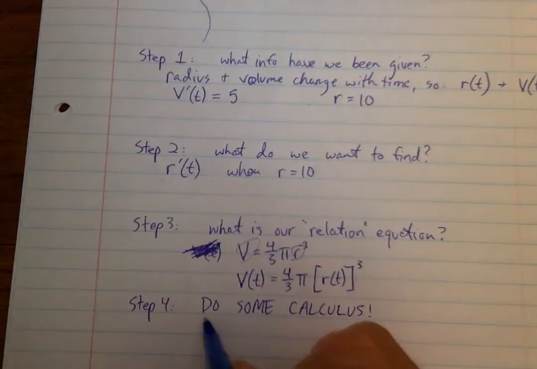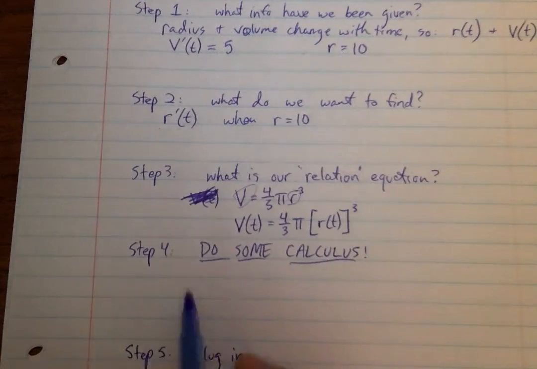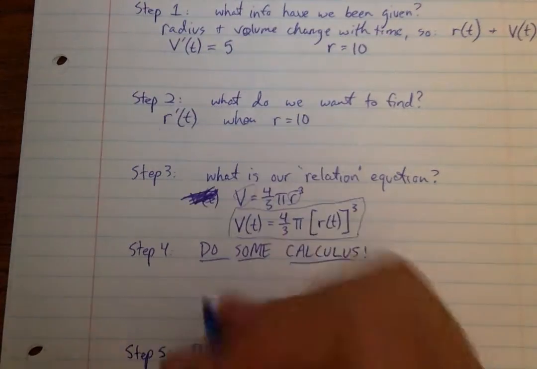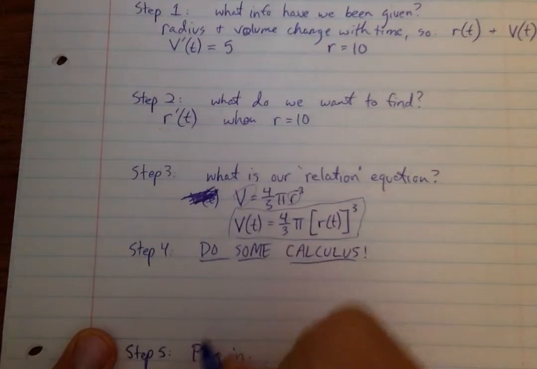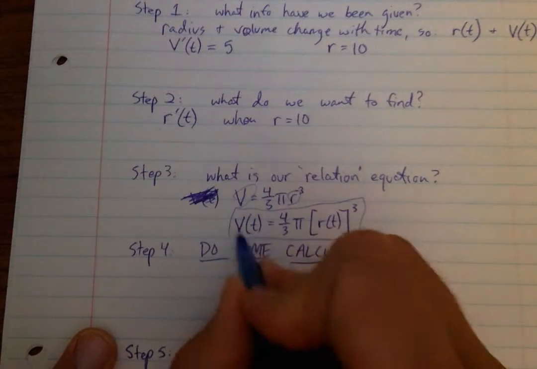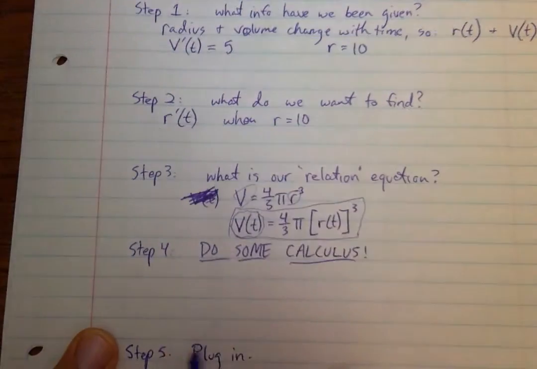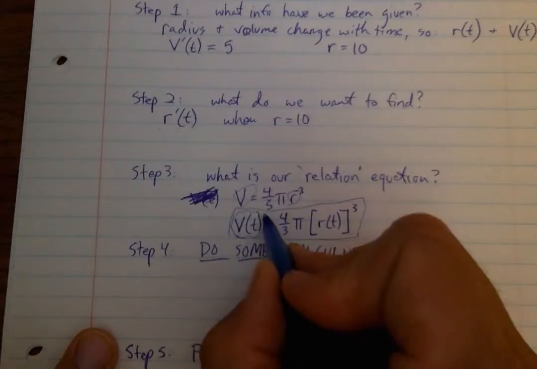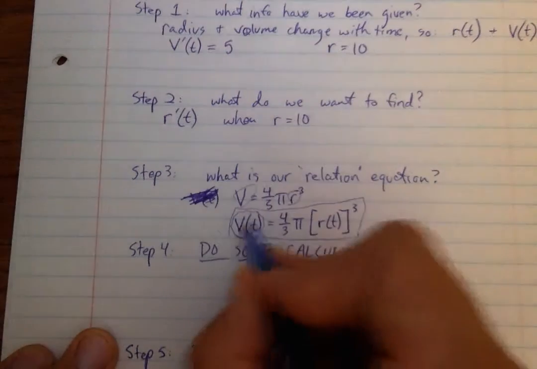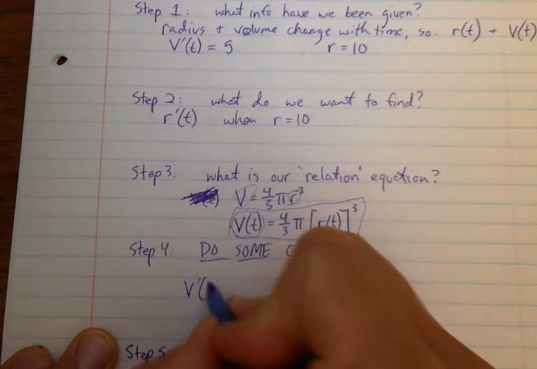All right, step 4, do some calculus. Okay, what do you think we're going to do with this equation? You're right, we're going to take the derivative. And the derivative of this is quite easy. So v of t, remember, has an inner function, t. So we call this the blob. What is the derivative of blob? Well, it's just 1. And then the derivative of v of t is v prime of t.